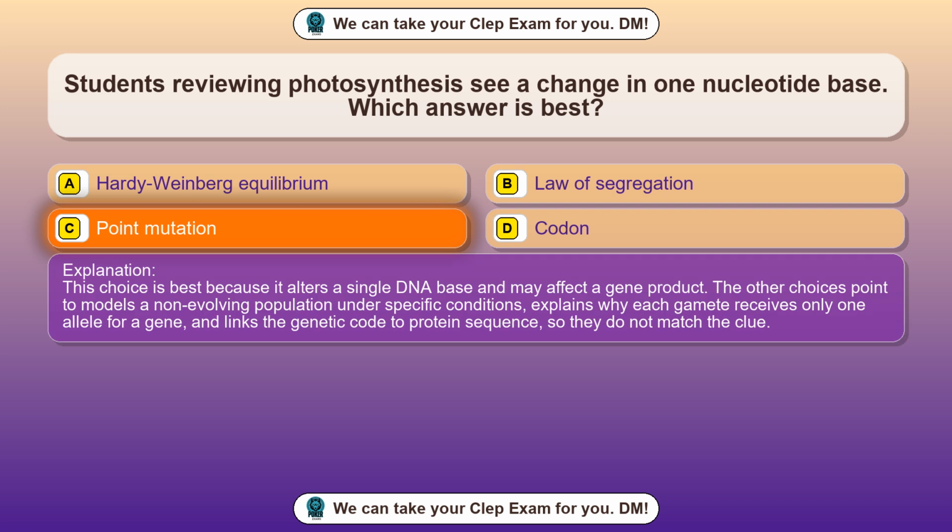This choice is best because it alters a single DNA base and may affect a gene product. The other choices point to models a non-evolving population under specific conditions, explains why each gamete receives only one allele for a gene, and links the genetic code to protein sequence, so they do not match the clue.